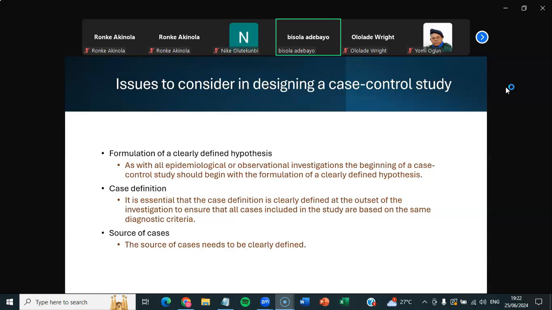So the issues to consider when designing our case control study: you have to clearly define your hypothesis. Like any other study that we're doing, ideally you should start with formulation of a clearly defined hypothesis. Then we have to define who we mean by our case. We have to do this at the beginning, and it's not something that can shift along the way. So we have to clearly define our case at the outset to make sure that all the cases included in the study are based on the same diagnostic criteria. And then we have to determine the source of our cases.